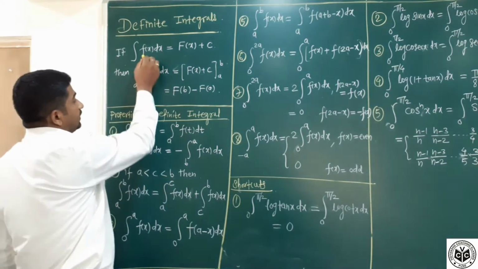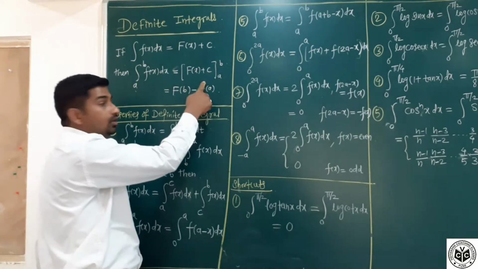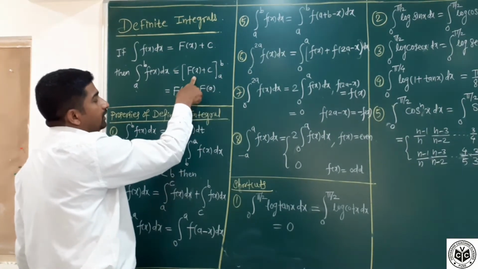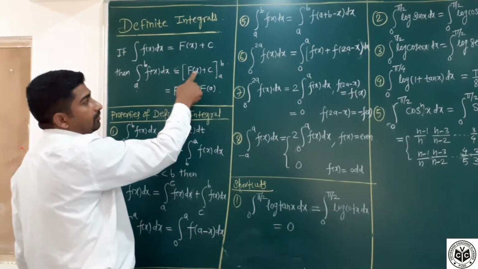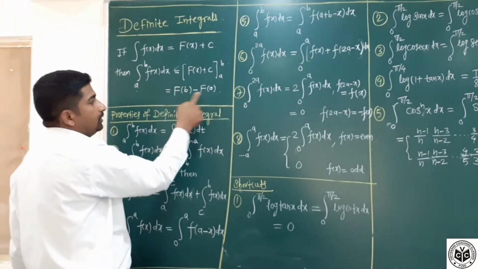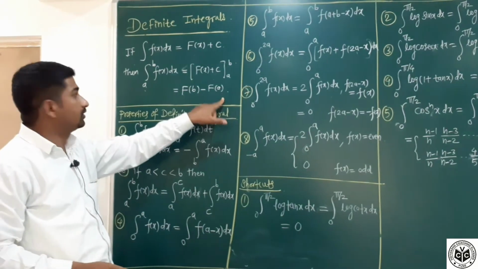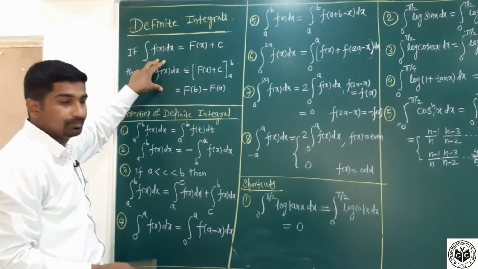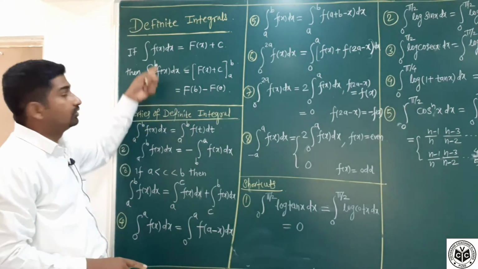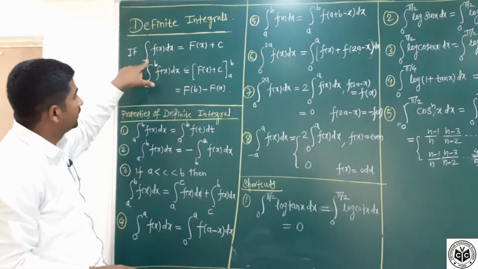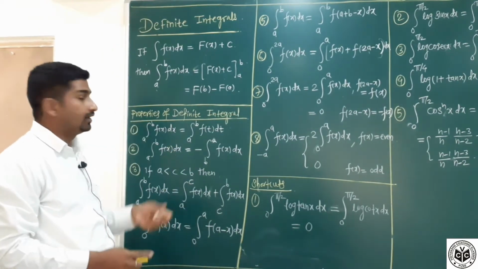So in definite integral, suppose its value is F(x) plus c, then upper limit minus lower limit: replace x by b, so F(b) plus c, minus the lower limit F(a) plus c, so it comes to F(b) minus F(a). So in short, it is just upper limit minus lower limit. Once you get the value of the integral, and in the previous chapter we have seen indefinite integral, here we just have to put the limits of integration. So upper limit minus lower limit.